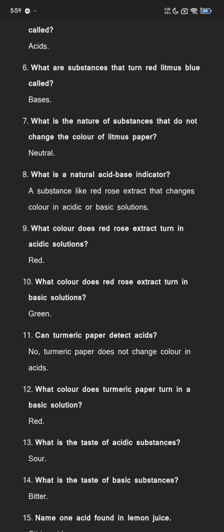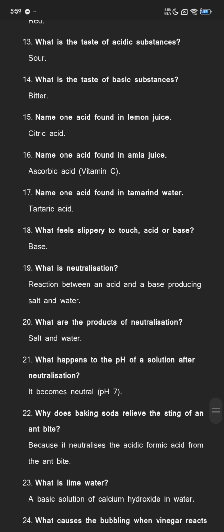No. Turmeric pepper does not change color in acids. What color does turmeric pepper turn in a basic solution? Red. What is the taste of acidic substances? Sour. What is the taste of basic substances? Bitter. Name one acid found in lemon juice.